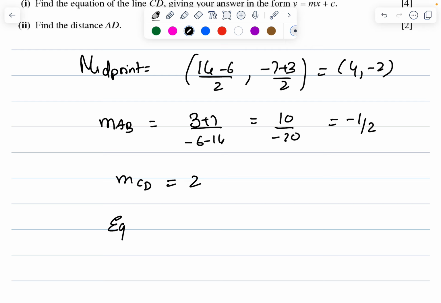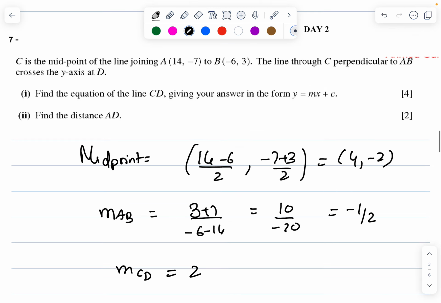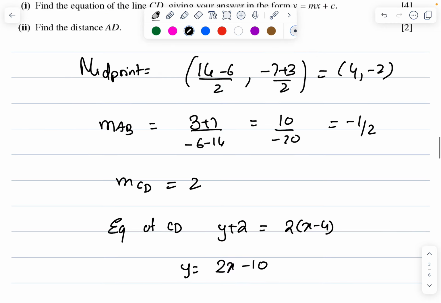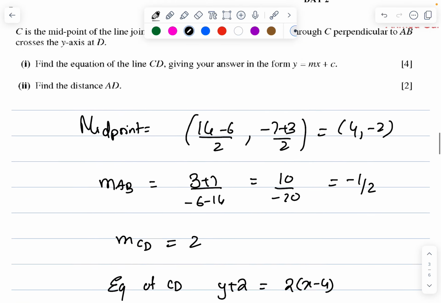So equation of CD. Equation of CD is y minus y1 equals m times x minus x1. So y equals 2x minus 10. Then a line, this passes through the y-axis. This is the equation of CD.